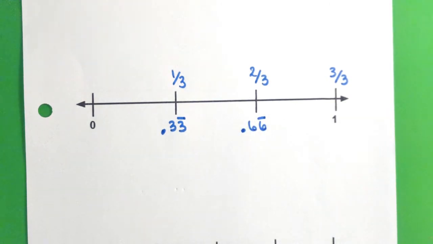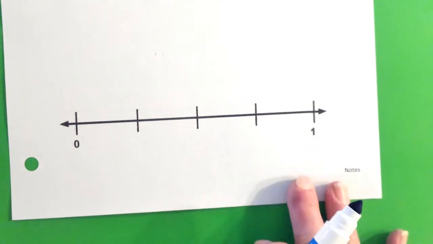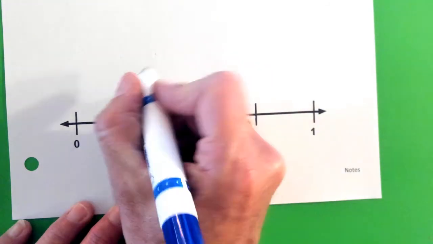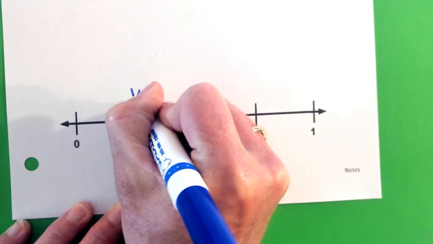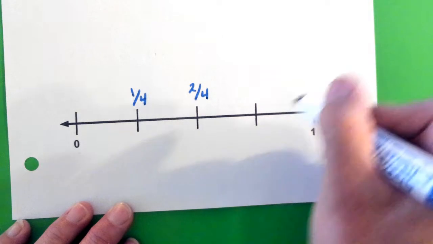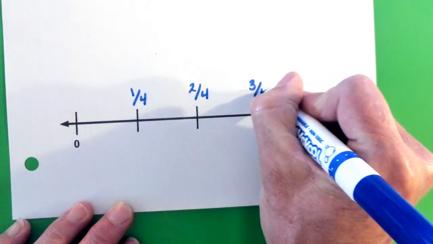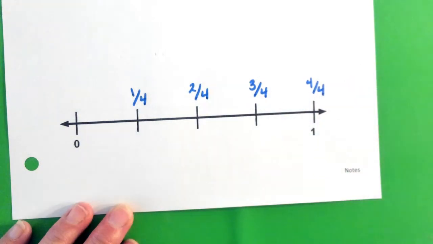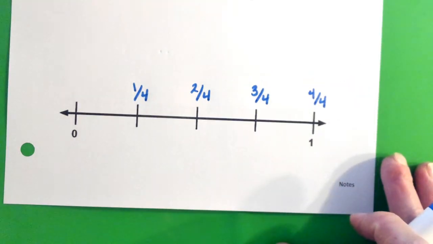All right, let's go to the next number line. This one's divided into 1, 2, 3, 4 sections. So we're going to call this one 1/4. We're going to call this one 2 out of 4, which is half. This one would be 3 out of 4. And this one is 4 out of 4. Okay, let me straighten that up a little.